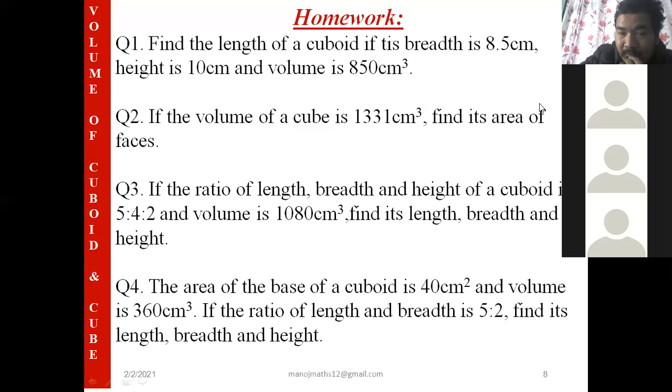Sir, can you explain how to do question 2? I am going to tell you again. Volume equals L cube or not? Yes, sir. Then what will be the formula of L? L equals cube root of volume. Sir, is the volume of cube 6L cube or L cube? Volume of cube is L cube only.